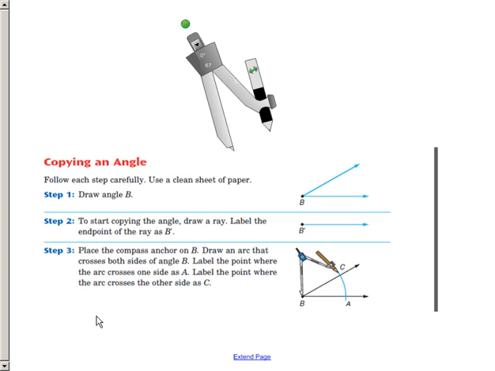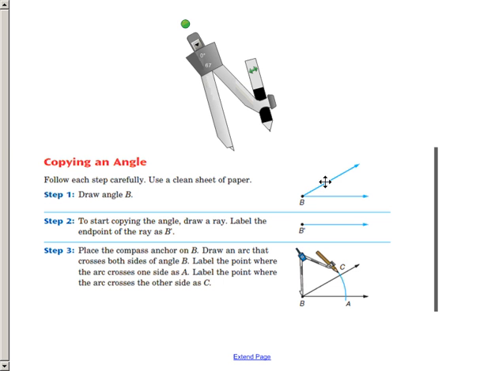So first thing, how to copy an angle. So these are the steps you're going to be using. And you'll see this in the math journal. That's where you'll be drawing your angle. So first there will be an angle, angle B, and you'll start by just making a ray. And again, remember that you identify that with the same letter. This is your pre-image and this is your image. So this is going to be B, point B, and this will be B prime.